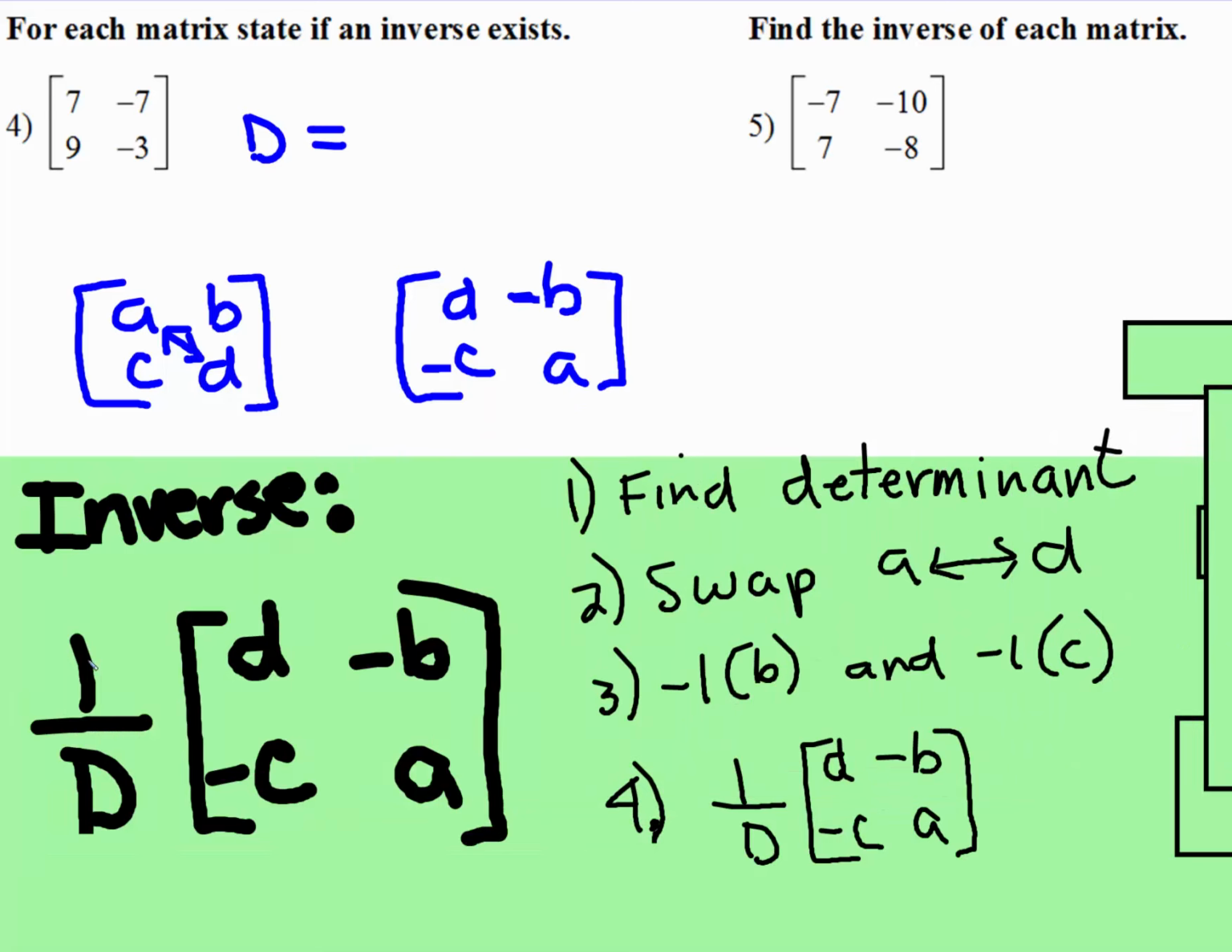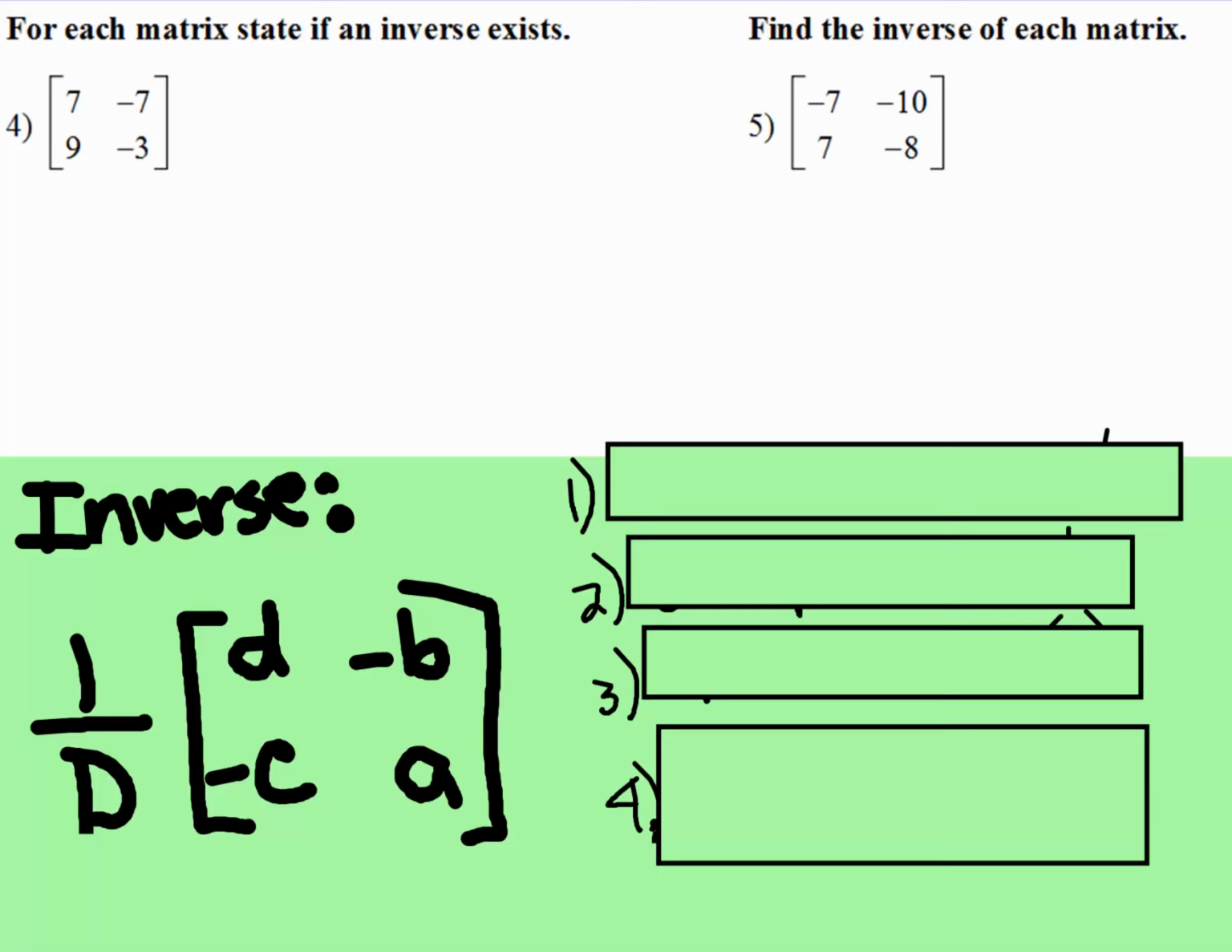So you're going to find the determinant. Then you're going to put 1 over the determinant, and the original matrix, the D and the A, these two switch places, and then whatever the B is, you're going to multiply that by a -1, and whatever the C is, you're going to multiply that by -1. And then you're going to do scalar multiplication. Whatever this is right here, you're going to multiply it by each piece. All right, so let's go ahead and try this.